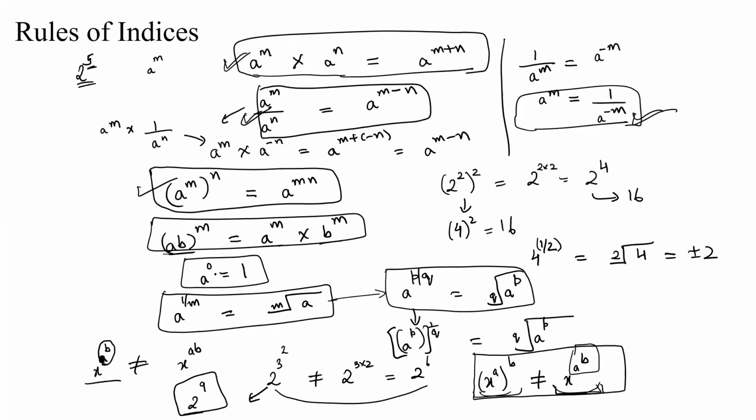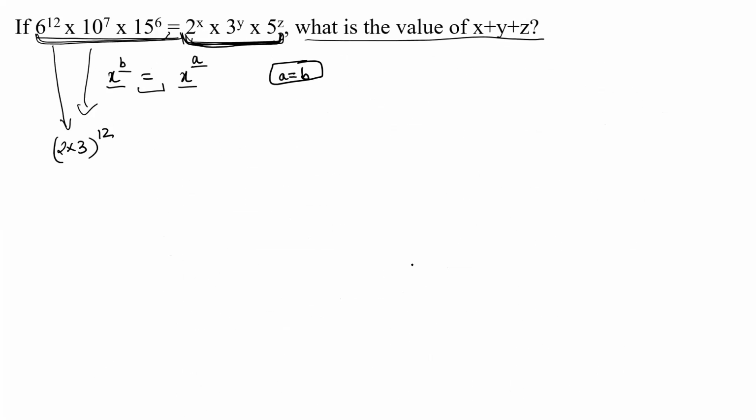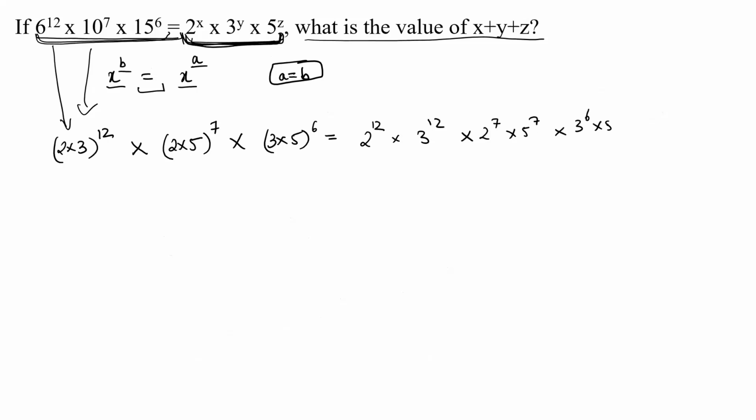So 6 is a into b over here, which is 2 into 3. So 2 into 3 raised to power m is equal to 2 raised to power m into 3 raised to power m. So 2 into 3 raised to power 12, and then we have 2 into 5 raised to power 7 multiplied with 2 into 5 raised to power 6. This is 2 raised to power 12 into 3 raised to power 12 into 2 raised to power 7 into 5 raised to power 7 into 3 raised to power 6 into 5 raised to power 6.